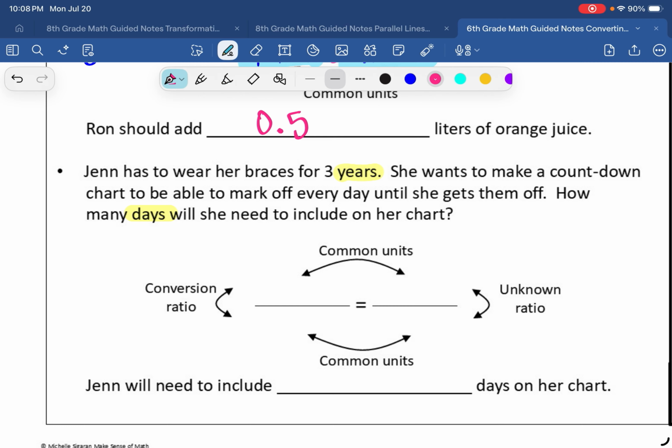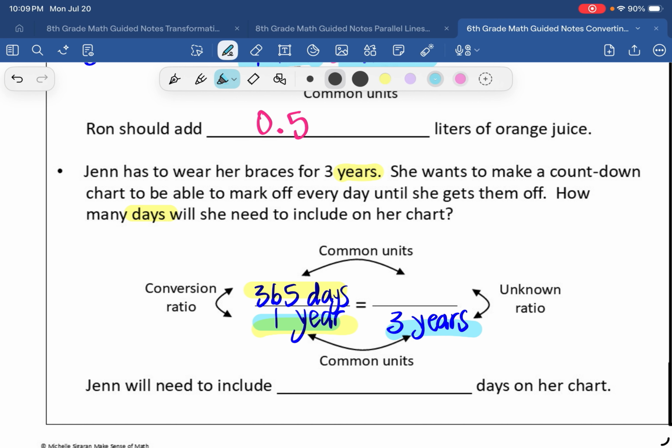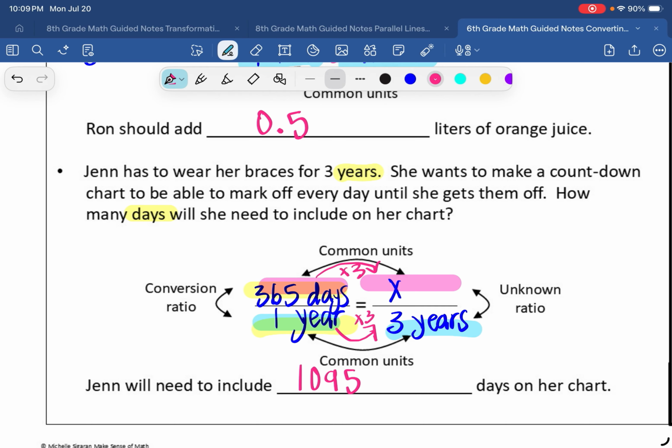You can look at your conversion chart, or you may already know that 365 days is in 1 year. If you don't know, it's on the conversion chart. So there's my conversion. We want to figure out 3 years, so I put years on the bottom, so we will keep years on the bottom. And then I put days on top, so we will keep days on top. That's what I don't know is my days. My multiplicative factor, 1 times 3 is 3. So 365 times 3 is 1,095 days on her chart.